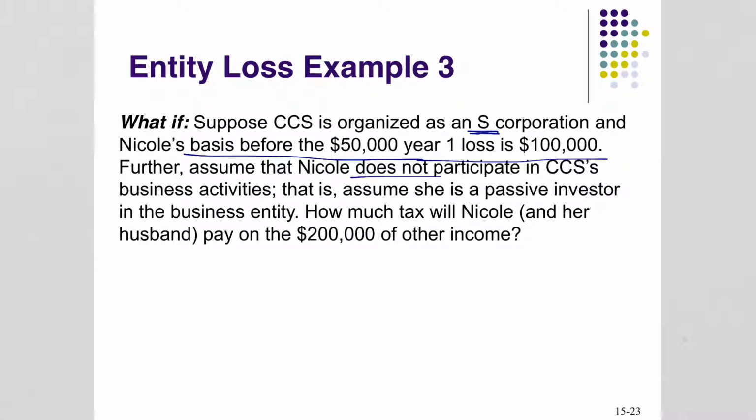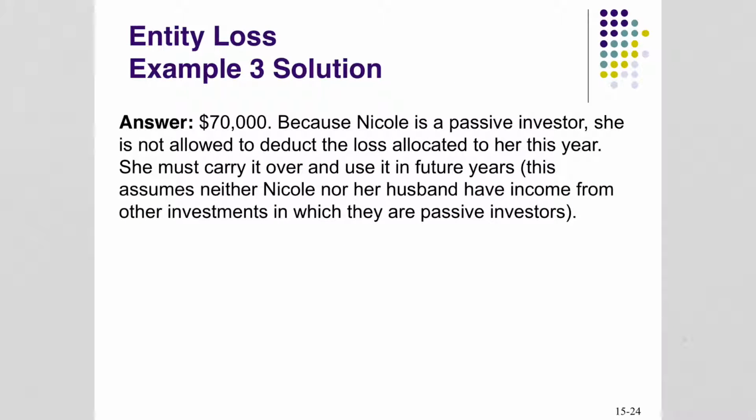But she doesn't participate. There's a participation element in the business activities, because if you don't participate, you become a passive investor in the business entity. So if you're a passive investor, what happens is that the flow-through doesn't help. The flow-through doesn't help. So here, let's read this. Because Nicole is a passive investor, she's not allowed to deduct the loss.